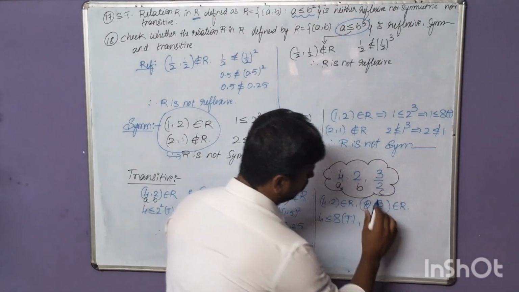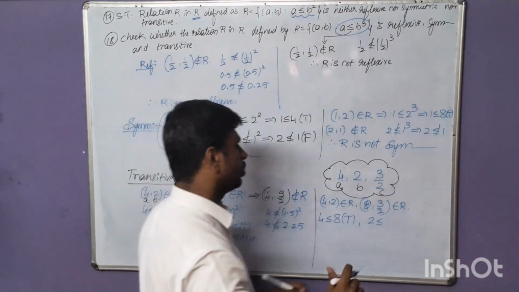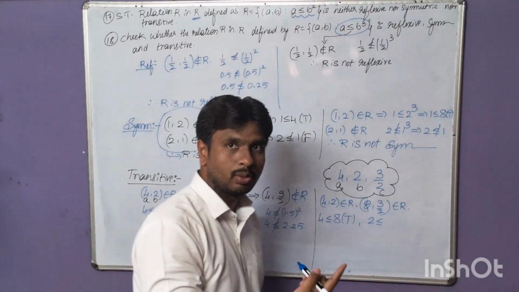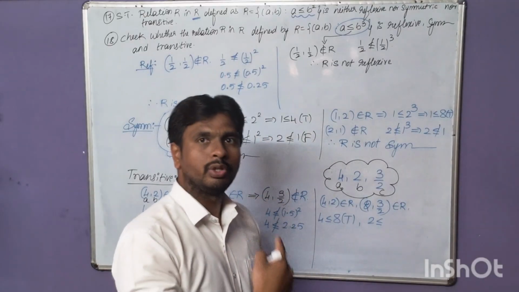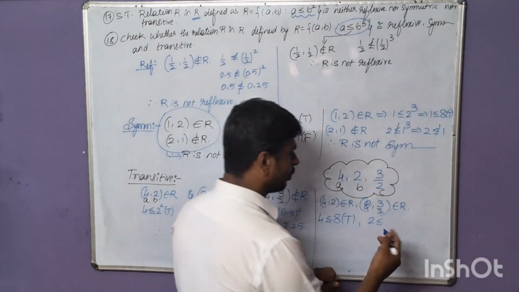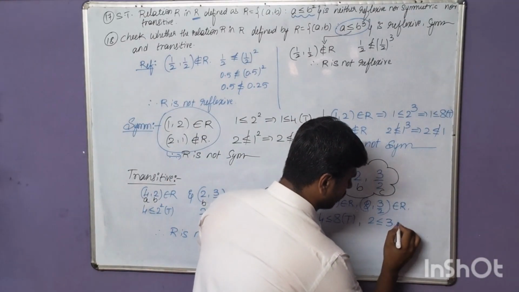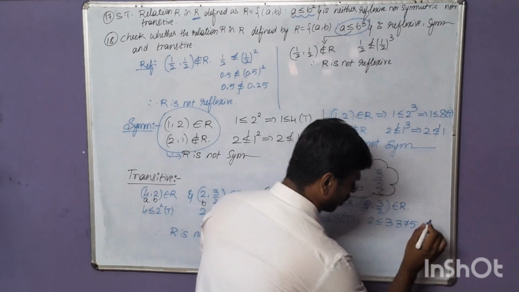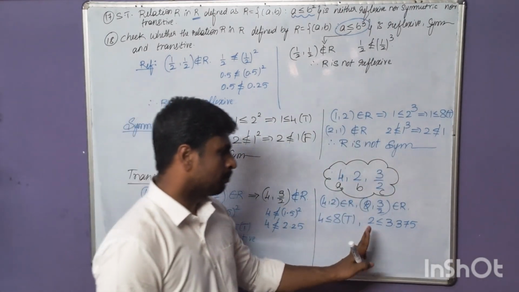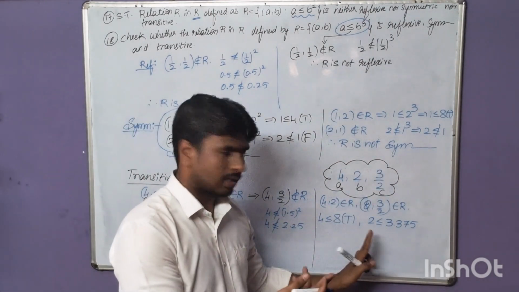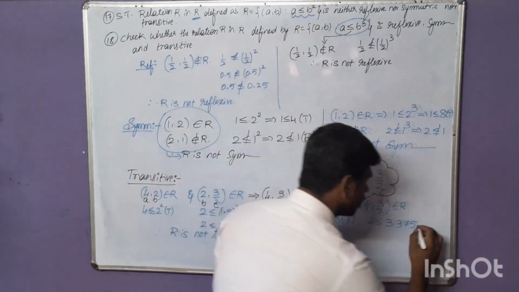Similarly, 2 is less than or equal to (3/2) the whole cube. 3/2 is 1.5, so 1.5 into 1.5 into 1.5. If you multiply 1.5 three times, you will get 3.375. If you want, you can cross check. And it is very clear that the value of 2 is less than 3.375, which is true.